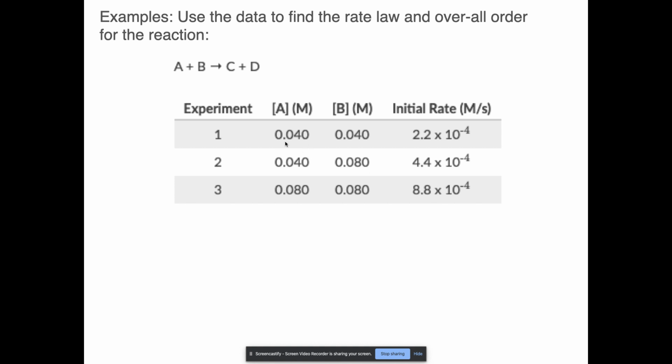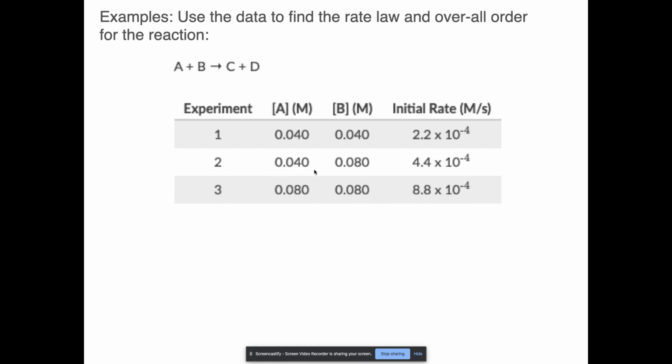I have 0.04 moles per liter of A, 0.04 moles per liter of B. So this is kind of like your standard control. Now notice if I double the amount of B, what happens to my rate? It looks like it doubles. So that means B is going to be first order. Now let's do the same thing again, right? Let's take a look at this experiment and this experiment. Let's compare them to each other.